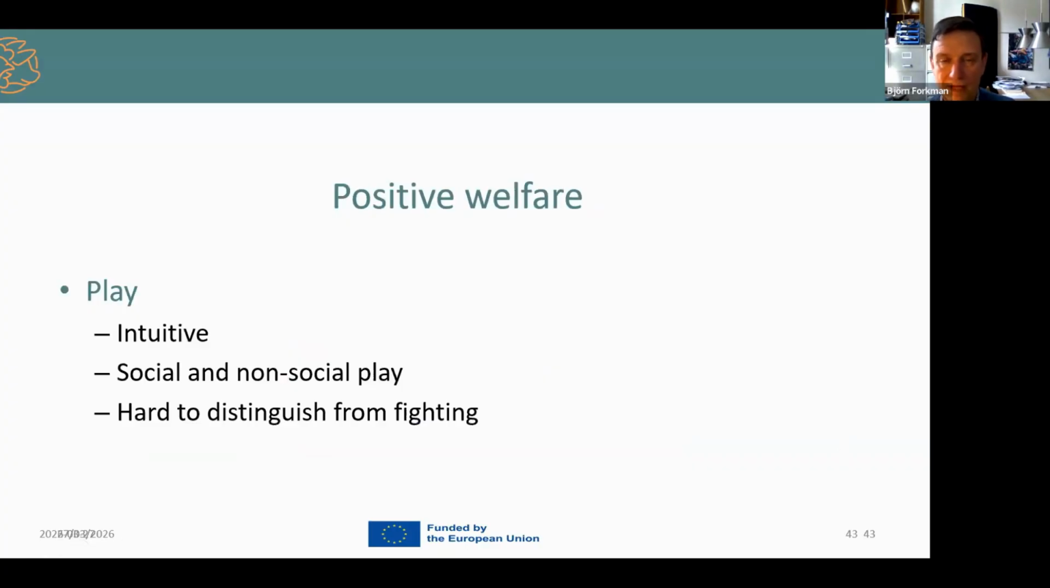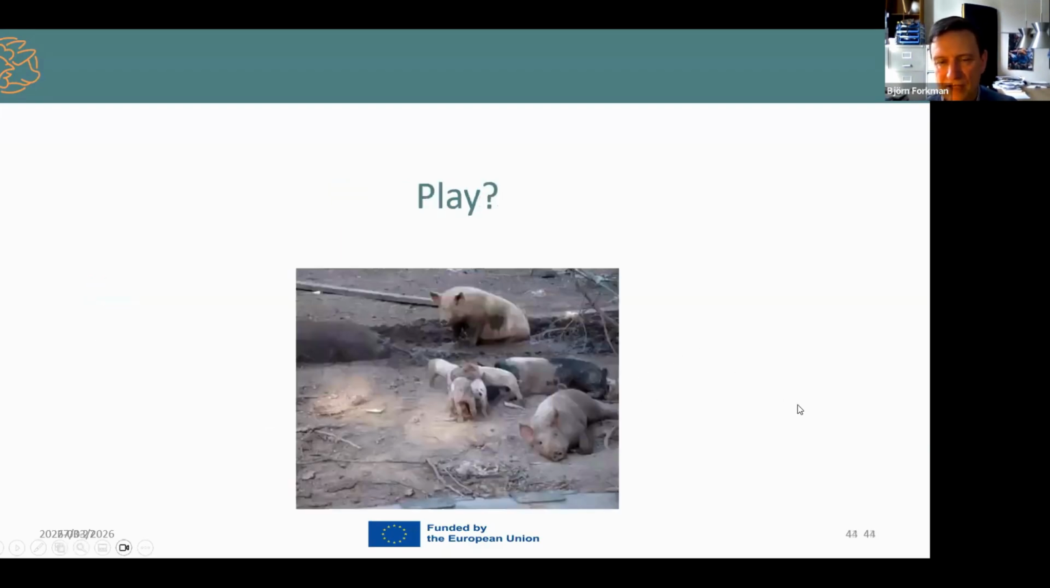Finally, to end up talking about positive welfare, that is all people are talking about nowadays. One such indicator is play. It's intuitive. Piglets show social and non-social play, but it can be quite hard to distinguish from fighting.